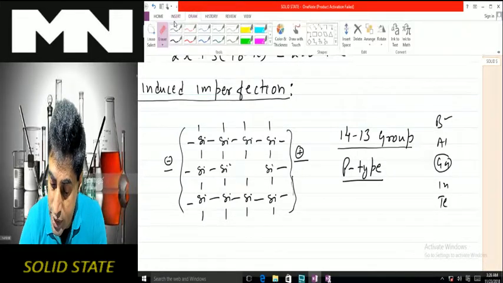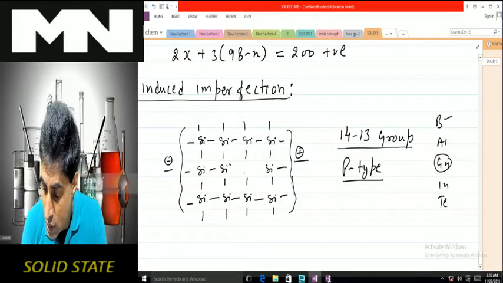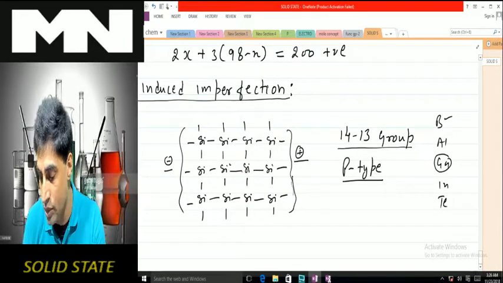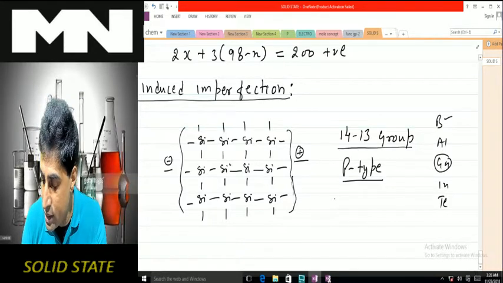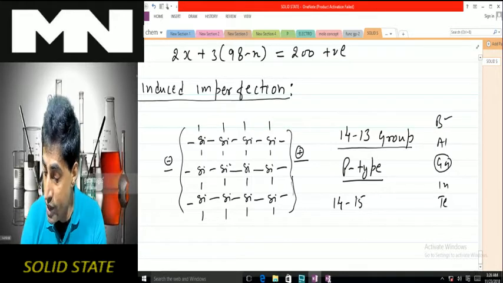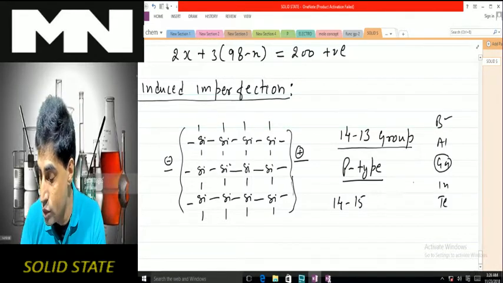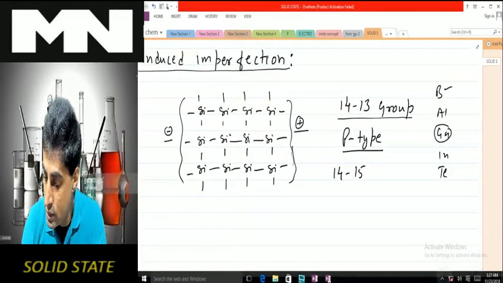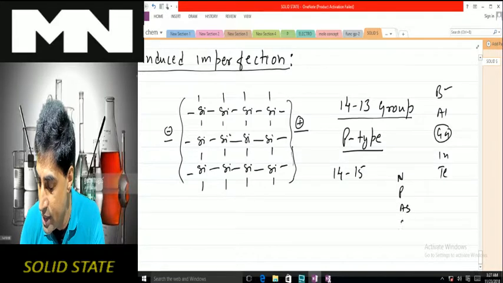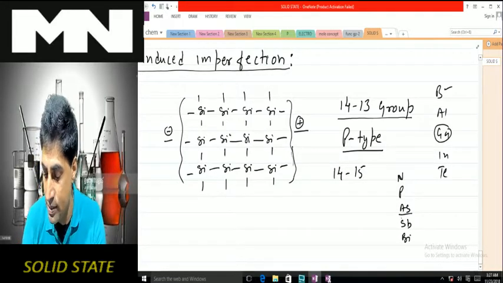In this situation, again I've got a silicon here, same crystal, silicon bond. Now I am adding, in 14th group, an impurity of 15th group. 15th group elements are what? 15th group elements are, say, nitrogen, phosphorus, arsenic, antimony, bismuth. Suppose I am adding arsenic.